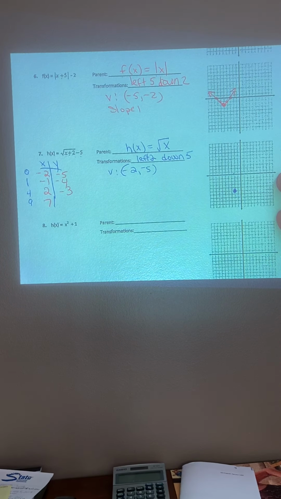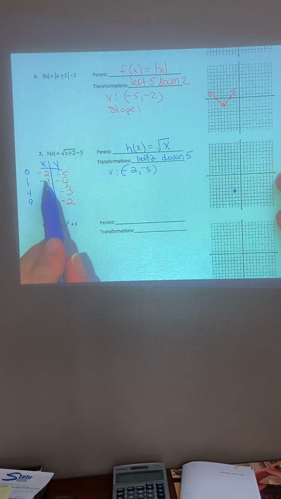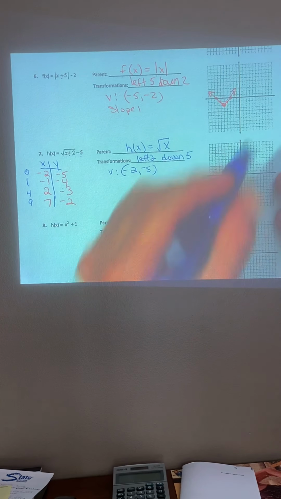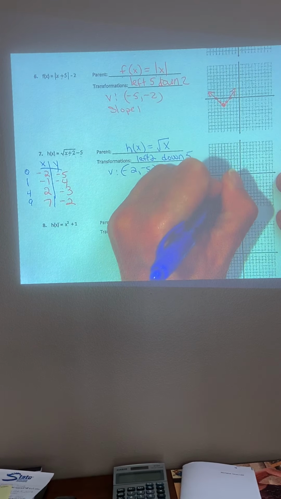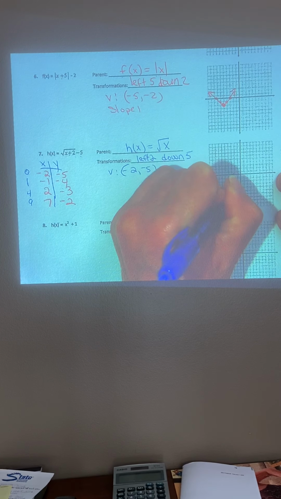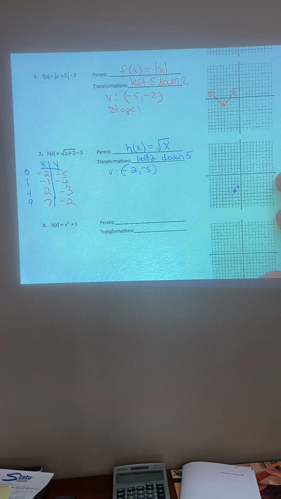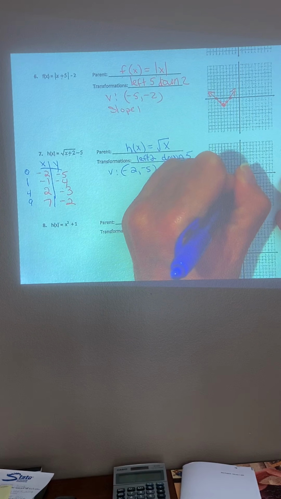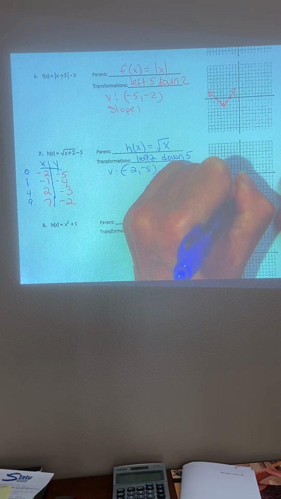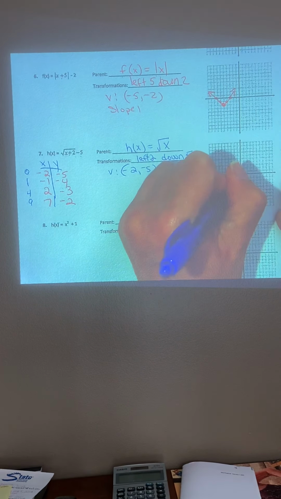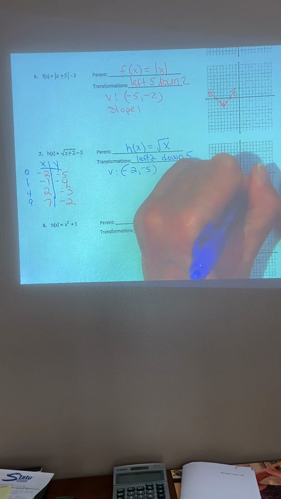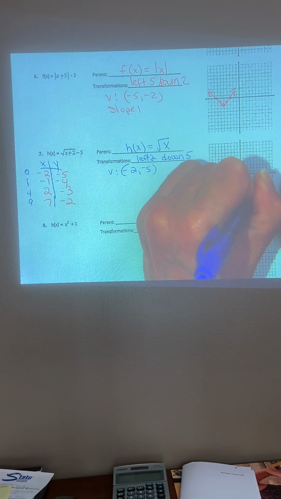So I have to plot these numbers. All right? So negative 2, negative 5 is here. Negative 1, negative 4. Then we have 2, negative 3. And then 7, negative 2. 1, 2, 3, 4, 5, 6, 7, negative 2. And there you go.